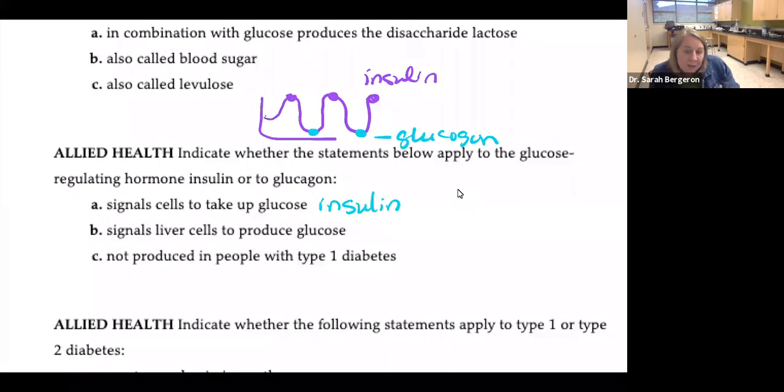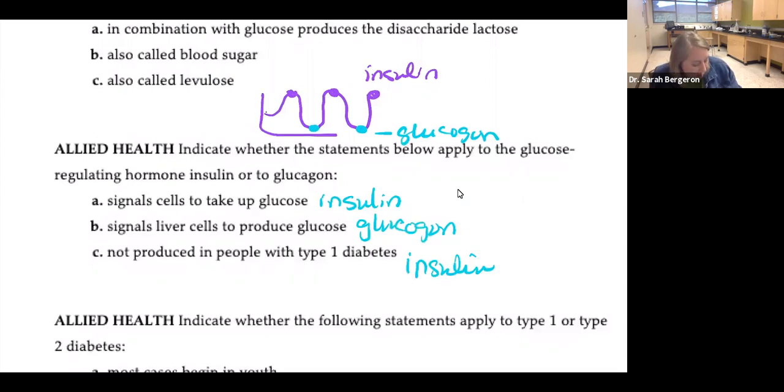Signals liver to produce glucose. You don't want your liver cells to make glucose unless you don't have any in your bloodstream. If you don't have any in your bloodstream, then you're going to be making glucagon. Okay, not produced in people with type 1 diabetes. In type 1 diabetes, people do not produce insulin or produce too low of levels of insulin, either one.